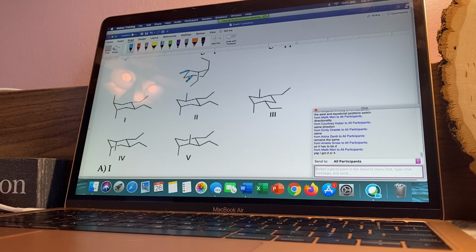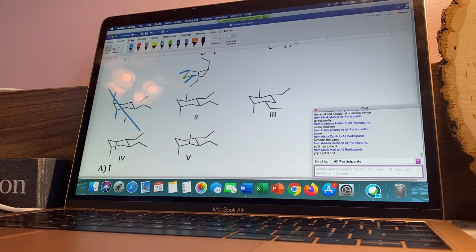We have two methyl groups going down, and they're one carbon away from each other. If we look at number 1 right here, first of all, they're not both going down, and there's no carbon between them. Everyone see how I did that? Wrong directionality, wrong connectivity, so we can take out number 1.